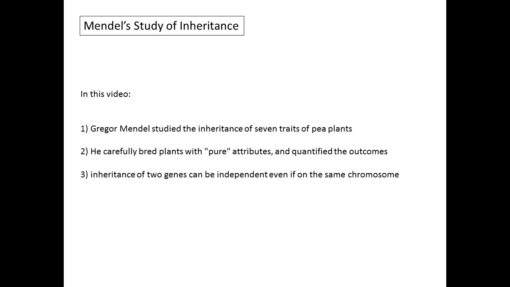Hi there. In the previous video, we studied meiosis and saw that it was responsible for the production of gamete cells, which lay at the foundation of sexual reproduction and inheritance. In this video, we're going to look at the original studies of inheritance performed by Gregor Mendel in the late 19th century. We'll see that he studied the inheritance of 7 traits of pea plants, that he carefully bred plants with pure attributes and quantified the outcomes, and we'll see that 2 genes can be inherited independently even if they're on the same chromosome due to crossing over.